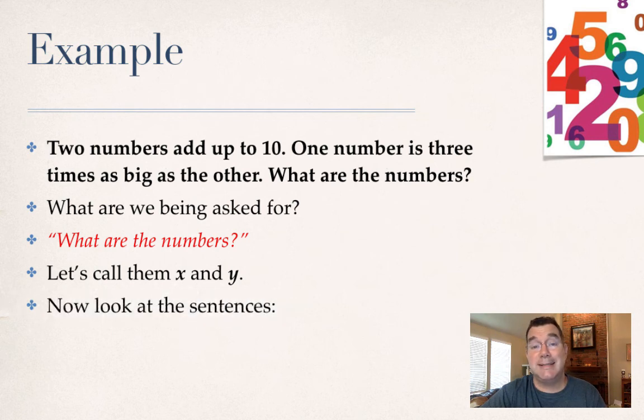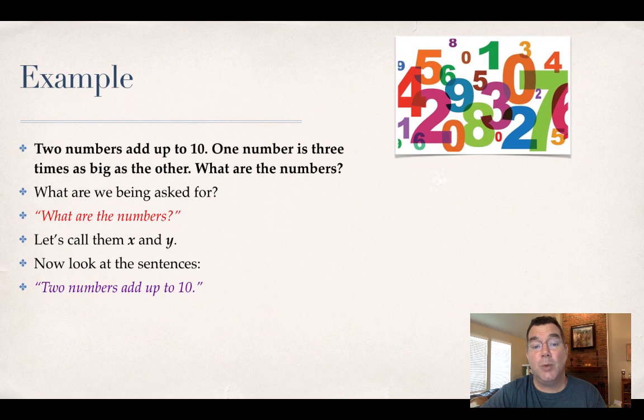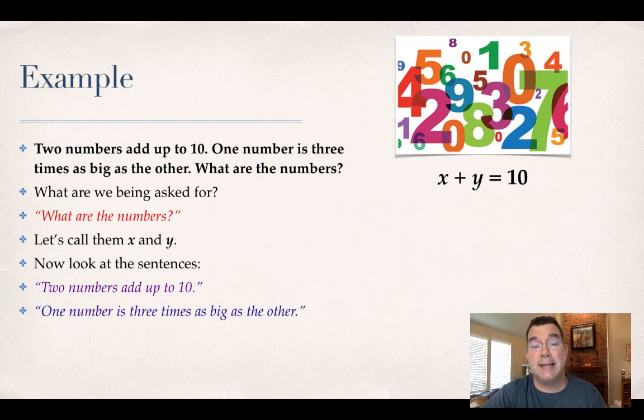Then I look at the sentences that talk about how those numbers are related. The first sentence says that the two numbers add up to 10. Well, if x and y add up to 10, I can write x plus y equals 10. The second sentence says that one number is 3 times as big as the other. Well, if that's the case, then x is 3 times as big as y, or x equals 3y. And there's my system. It's two equations with two variables. All right, and then I can work on solving that later, but we'll learn about that in a future lesson.